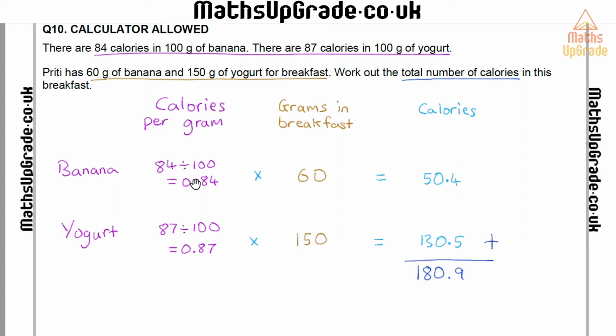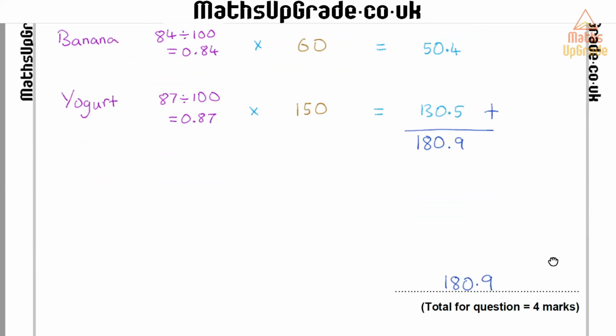So if I do 0.84 times 60, that gives me 50.4 calories for bananas, and 0.87 times 150, that gives me 130.5 calories for yogurt. If I add those together, that's the total number of calories, and that is 180.9 for 4 marks.